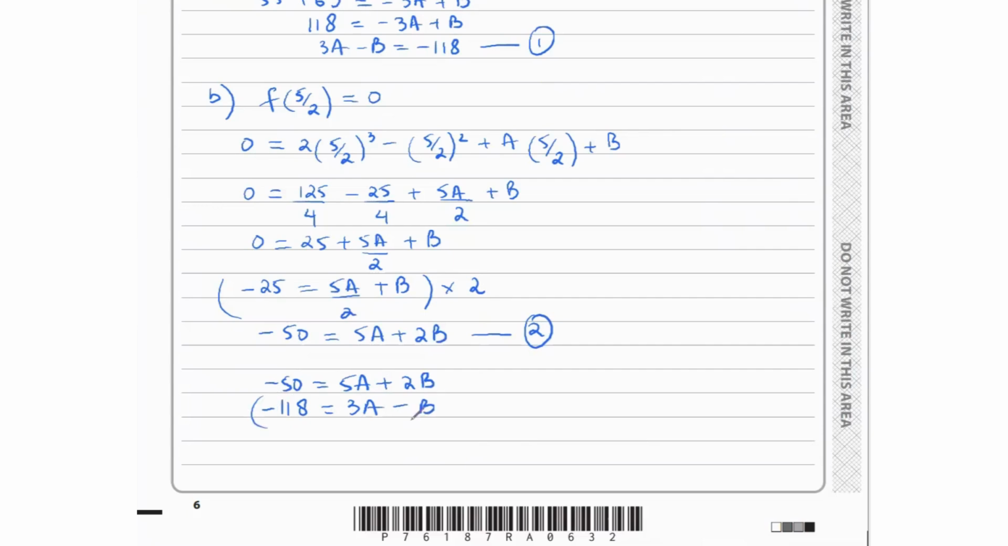I'm going to times the second equation by 2 because I'm going to use the elimination method. And as you know, in the elimination method, we have to eliminate a variable. So I want to eliminate variable b first. So that's going to give us negative 236 equals 6a minus 2b. This is your third equation. Now we're going to simultaneously solve the second equation and the third equation.